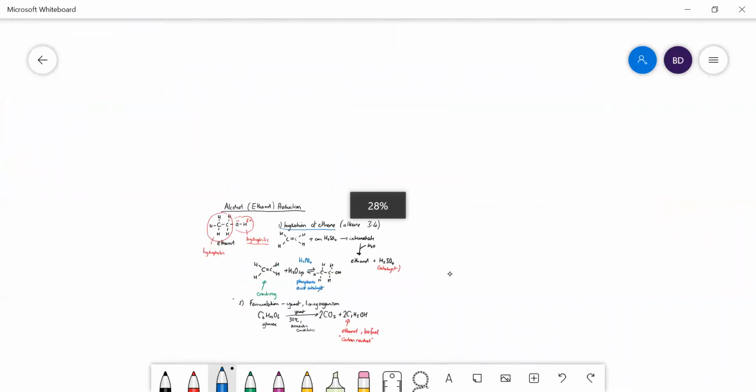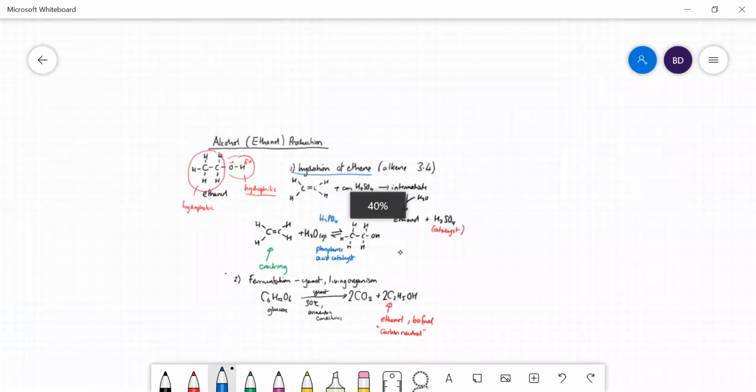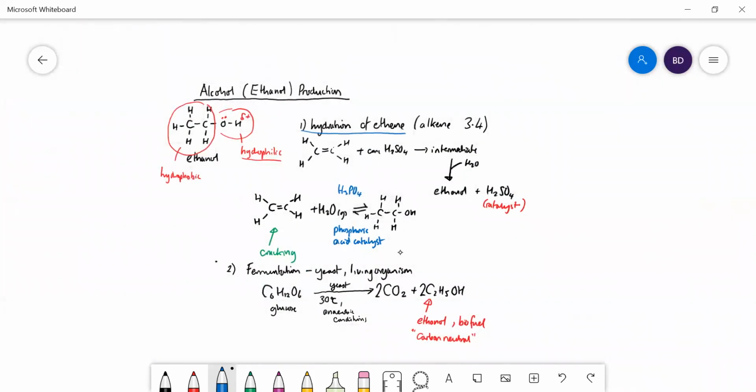Fermentation with yeast to make ethanol, which could be considered to be a biofuel. Okay, so next video is a bit more proper chemistry really.